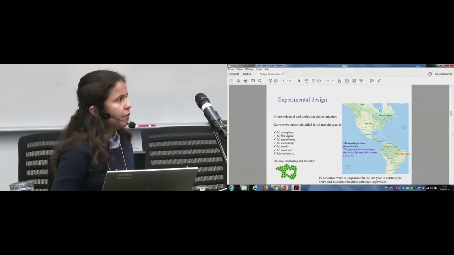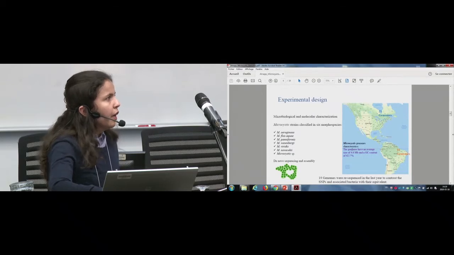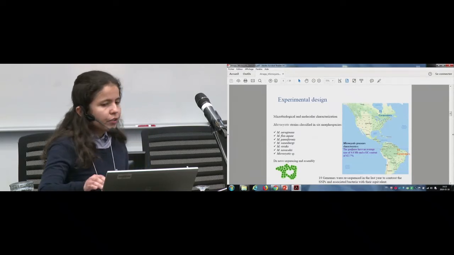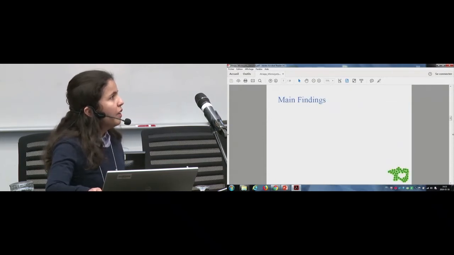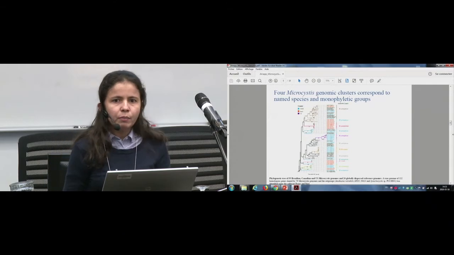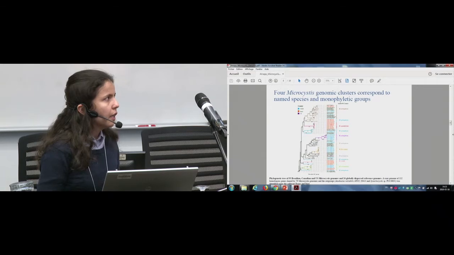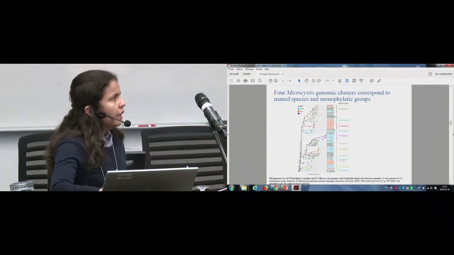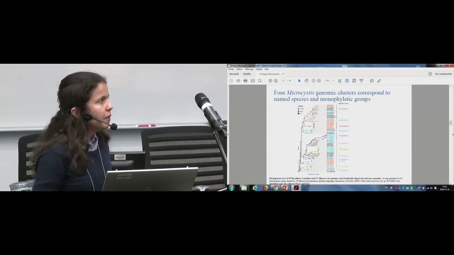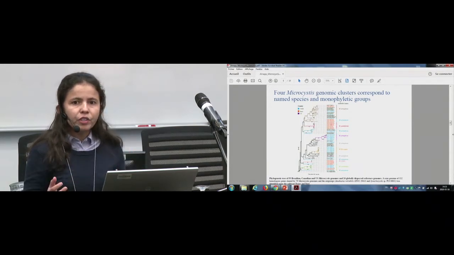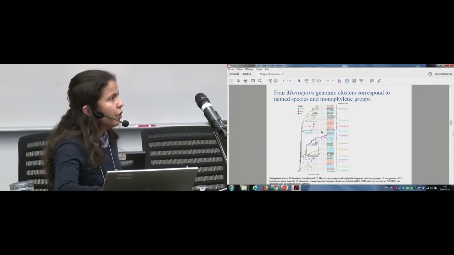One of the main characteristics of the Microcystis genomes is that they have a genome size of 4.6 megabases and a GC content of 42%. One of the main findings when we study Microcystis using genomes is that Microcystis appears to be a single species. But if we look deeper in the phylogenetic tree and also do population genomics analysis using the core genome, the conserved genes in Microcystis, we can see that there is some kind of clustering.